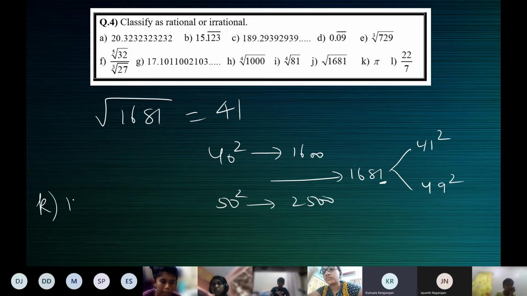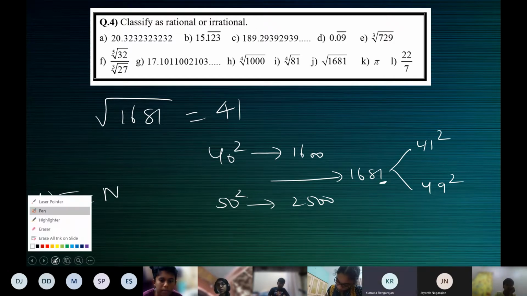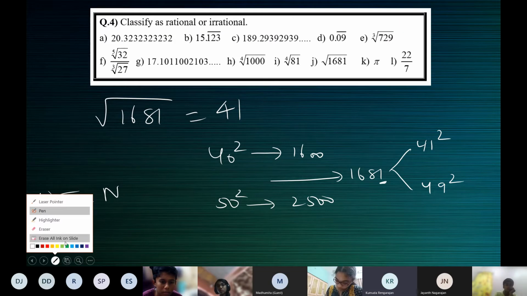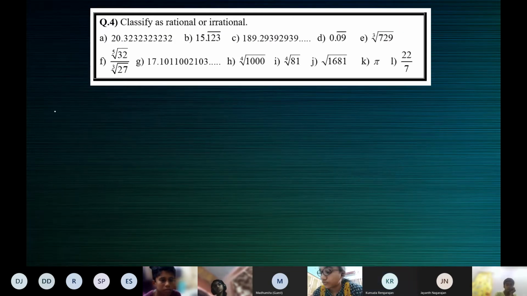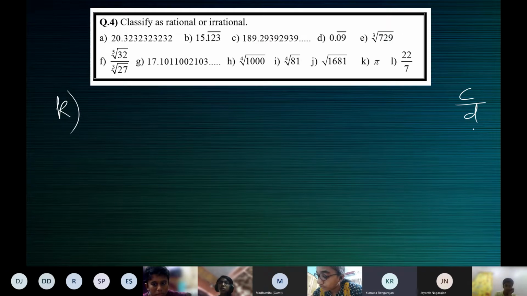Next one, K: pi. The value of pi is a non-terminating, non-repeating decimal. I'll have to clear the screen. So pi is the ratio of the circumference to the diameter of a circle. That's a constant. The ratio of the circumference to the diameter is called pi.